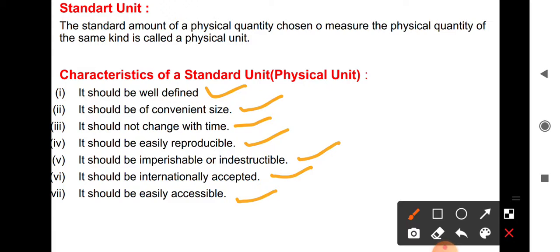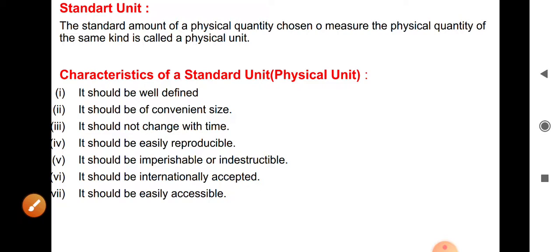Second, it should be of convenient size. That means its conversion should not be very large, right? Suppose we convert meter into centimeter, it is 100 centimeter. It should not change with time. That means if today 1 meter equals 100 centimeter, it does not happen that after 20 years 1 meter will become 1000 centimeter. It should be constant with time, right? It should be easily reproducible, that means easily convertible. So these are the characteristics of a standard unit.